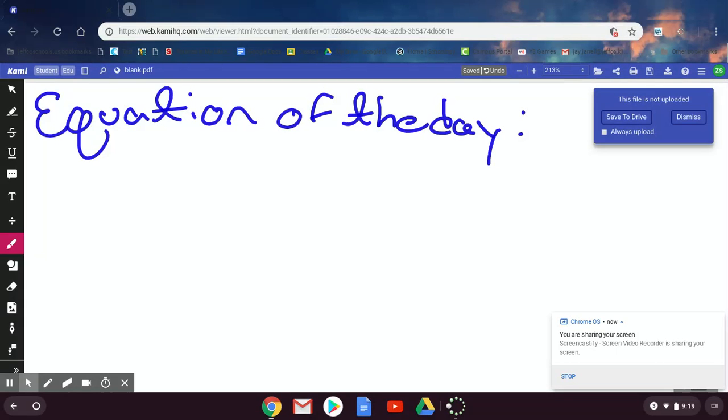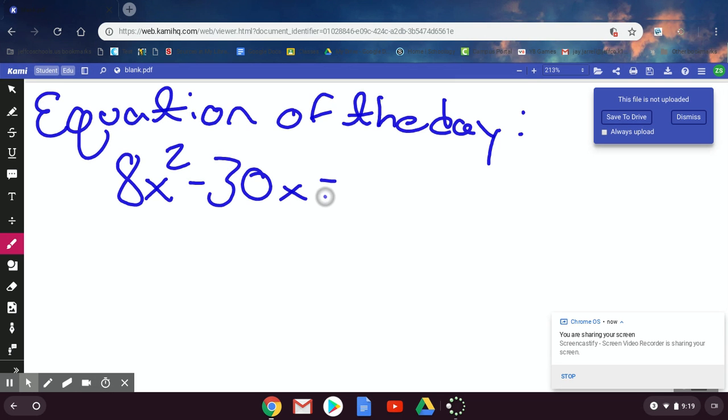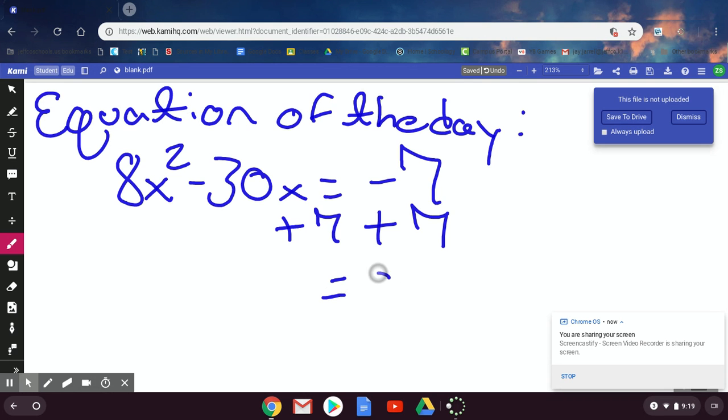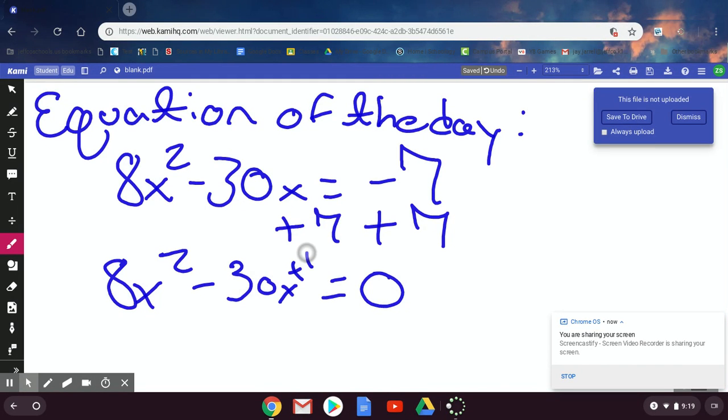Our equation of the day is 8x squared minus 30x equals negative 7. So first, we're going to add 7 to both sides so we can make our equation equal to 0. So it's going to be 8x squared minus 30x plus 7 equals 0.